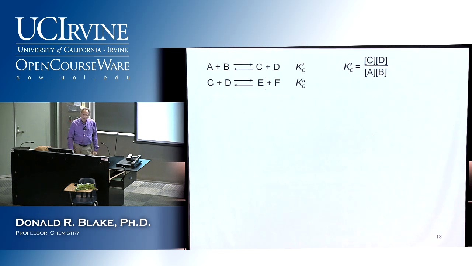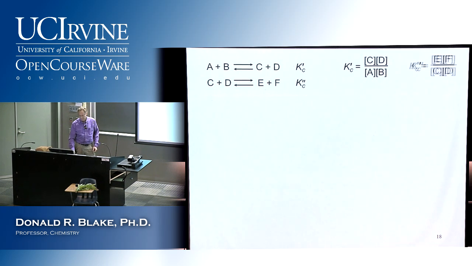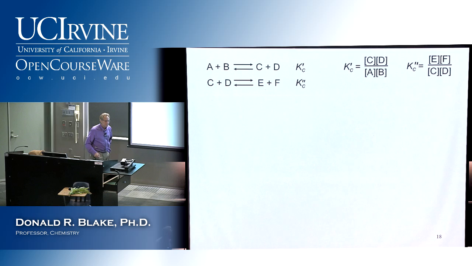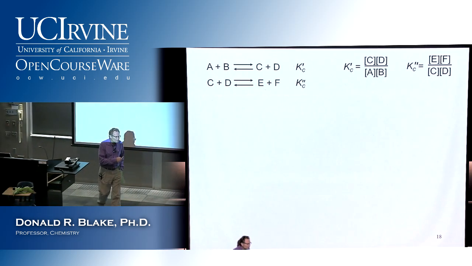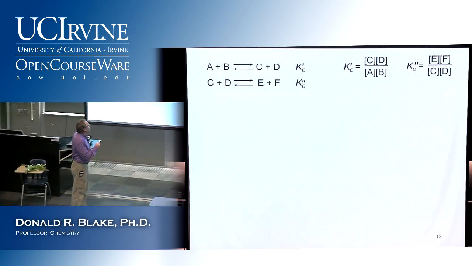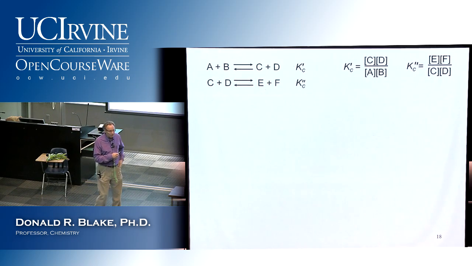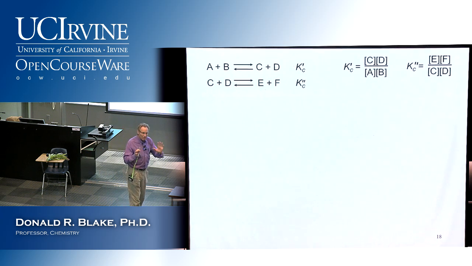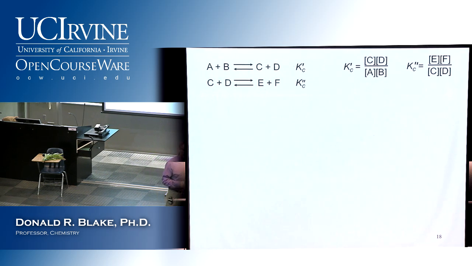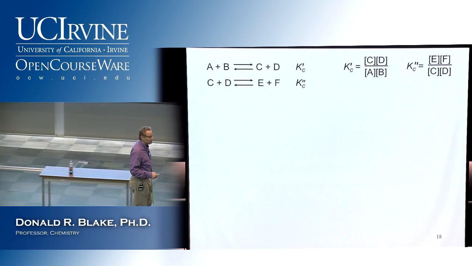Okay. Maybe it gets more complicated right now. So, look at this. We've got two things going on. We have A plus B goes to C plus D. Okay, we're going to call that reaction 1. So that is going to be K sub C of reaction 1. Then we got another one. C plus D goes to E plus F. We're going to call that K sub C of reaction 2. Okay, so to start off with, what is K sub C of reaction 1? Write it down. What is K sub C of reaction 1?